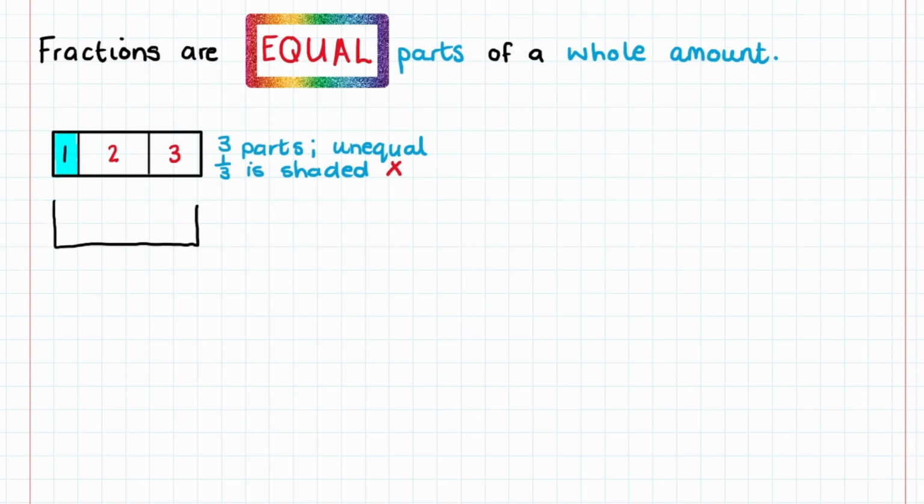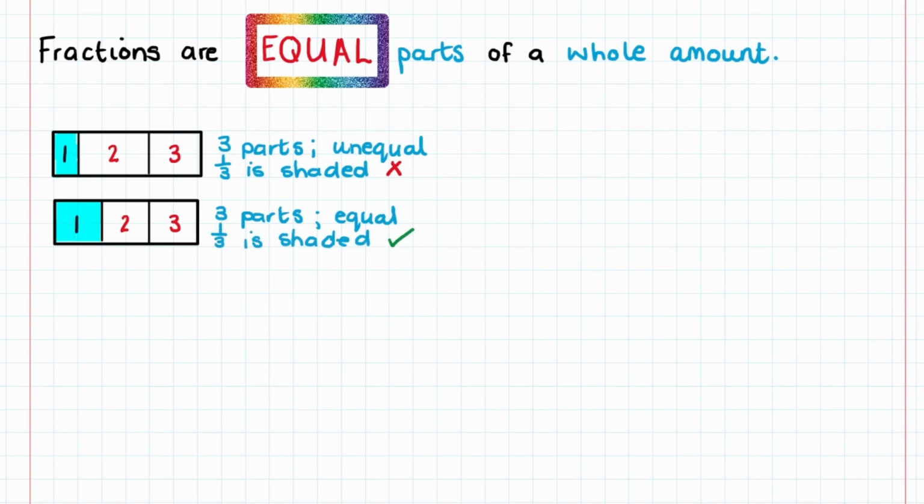In my second example, I've divided the rectangle up into 3 parts again, but this time they are equal parts. This means that if I were to color in one out of the 3 parts, I could say that 1/3 is shaded, and this would be correct.